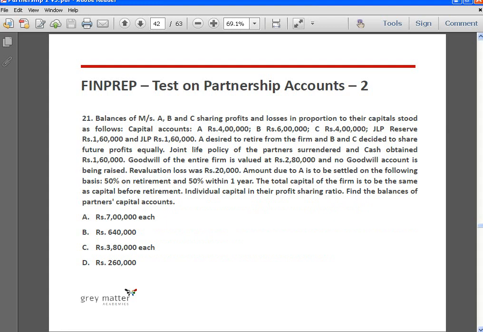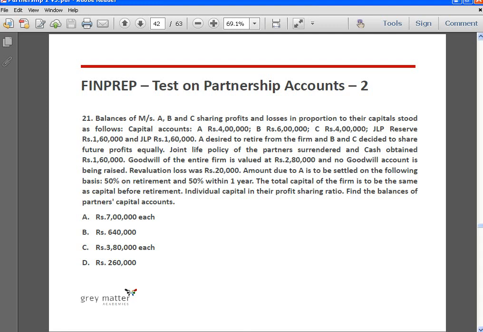Next, balances of Messrs A, B and C sharing profits and losses in proportion to their capital stood as follows. Capital accounts: rupees A 4 lakhs, B 6 lakhs, C 4 lakhs. JLP reserve is 1 lakh 60, JLP is 1 lakh 60. A desired to retire from the firm, B and C decided to share future profits equally. JLP of the partners surrendered, cash obtained is 1 lakh 60. Goodwill of the entire firm valued at 2 lakh 18. No goodwill account is being raised.